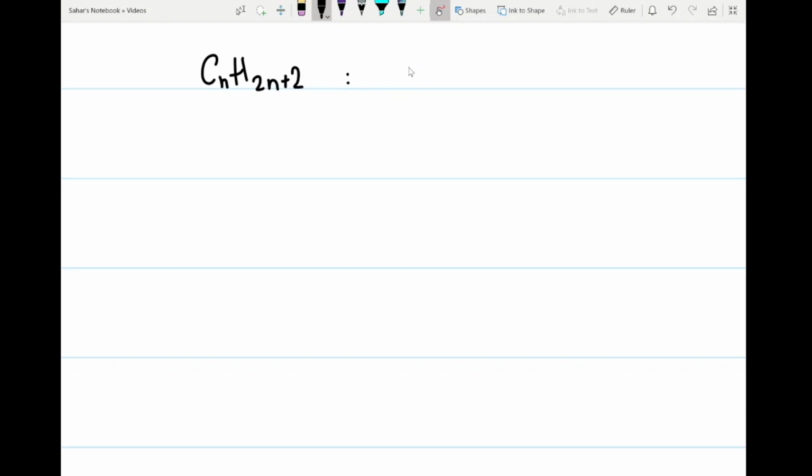So for example, if we think of methane, the formula for methane is CH4. The formula for ethane is C2H6. And for propane, we have C3H8, and so on and so forth. However, for cycloalkanes, the general formula is CnH2n. And this is the major differentiating factor between cycloalkanes and alkanes apart from their structure.